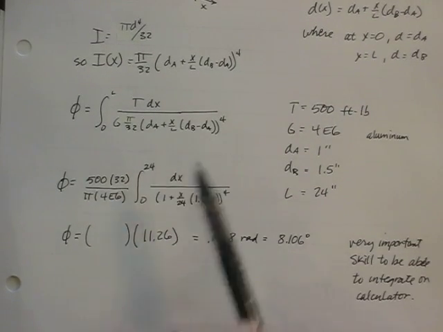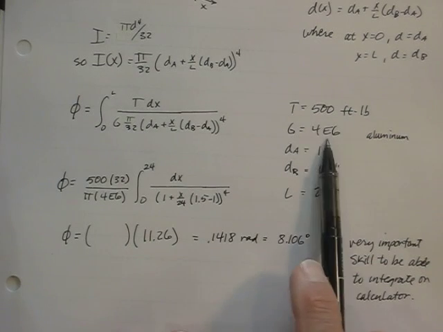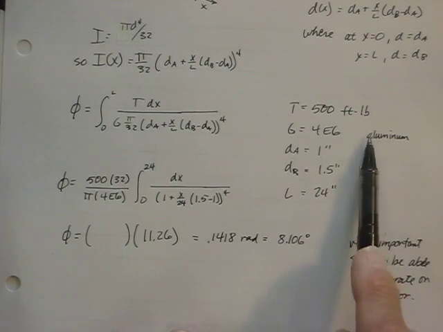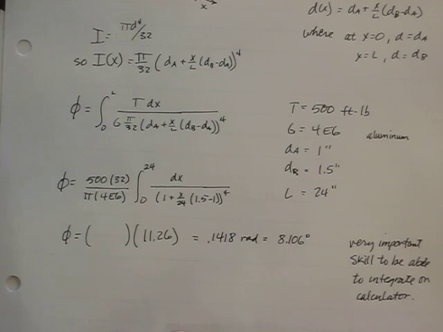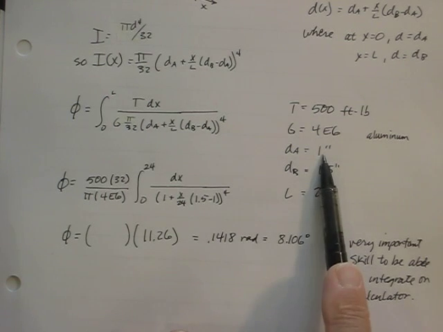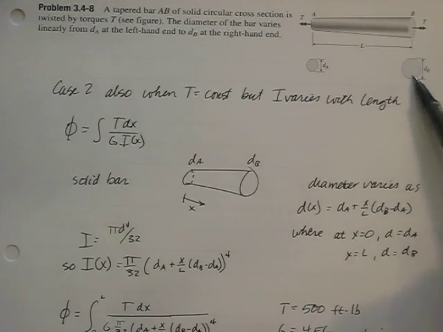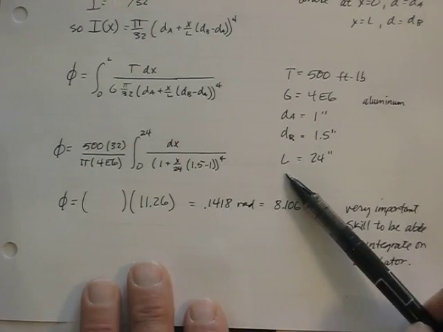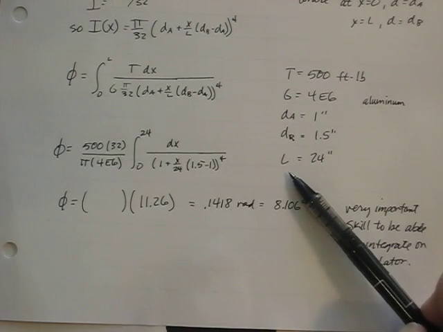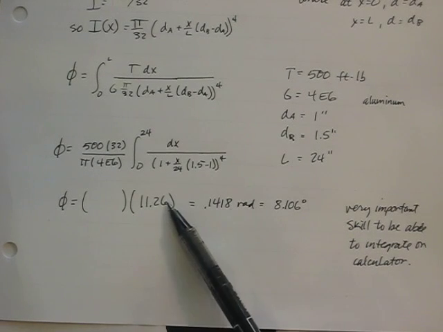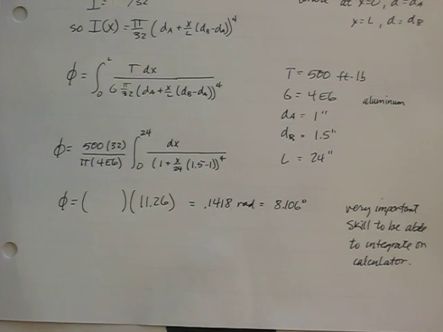So I just say torque is equal to 500, G is 4 times 10 to the 6. That's about what aluminum is. This is in the English system. Now I'm going to say the diameter at A, small diameter, is 1 inch, the big diameter is 1.5, and I'll say that it's a 24-inch bar. Plug those in from 0 to 24, evaluate this, and you get 0.1418 radians.